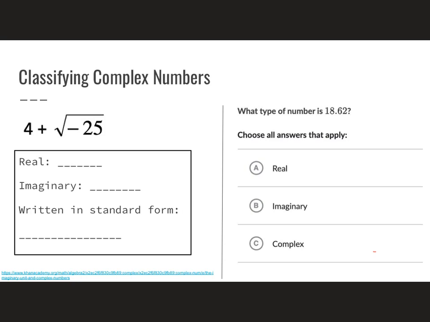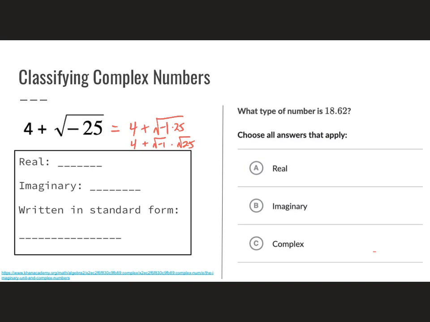So let's do some examples where we're classifying some complex numbers. Let's say we're given this complex number, 4 plus square root of negative 25. I see a negative sign underneath my square root, so I'm going to rewrite this. I didn't do anything to the 4, but I'm going to rewrite this as square root of negative 1 times 25, which is 4 plus square root of negative 1 times square root of 25, just like in my previous examples.